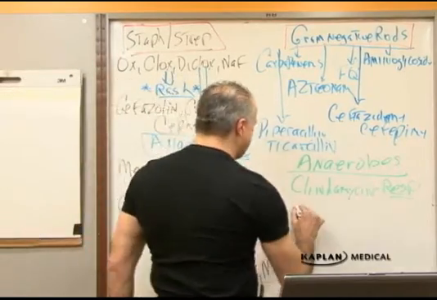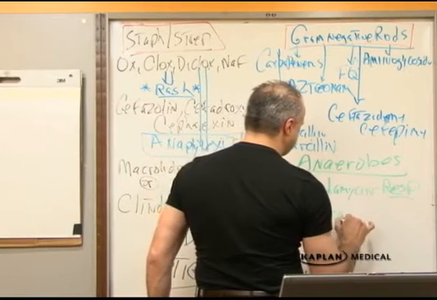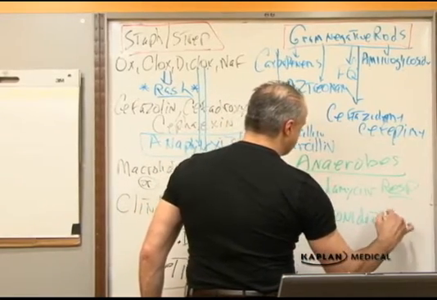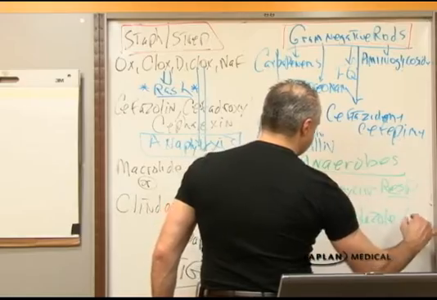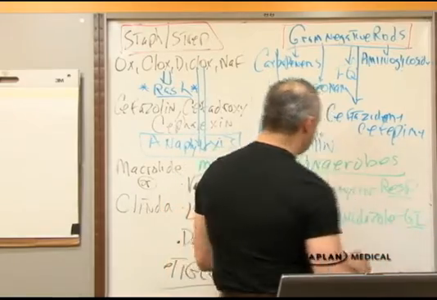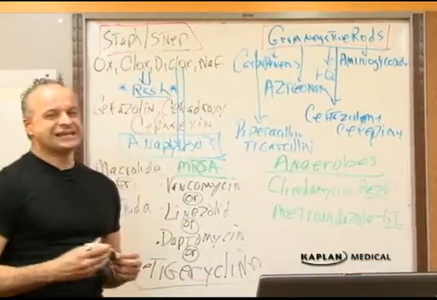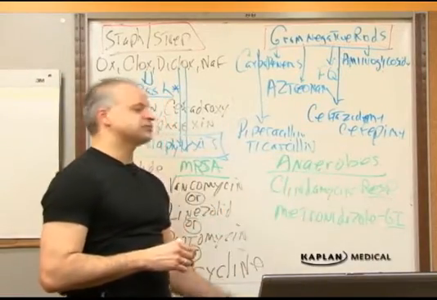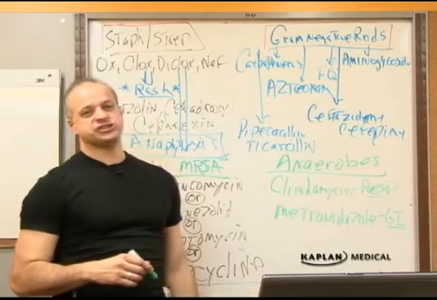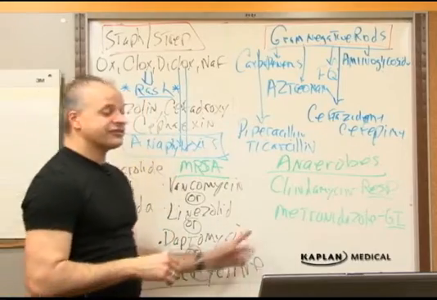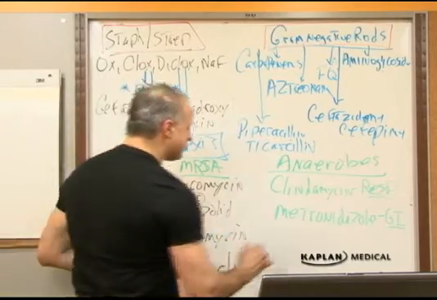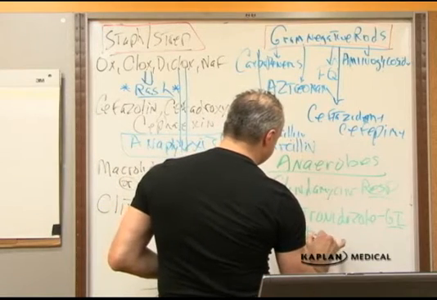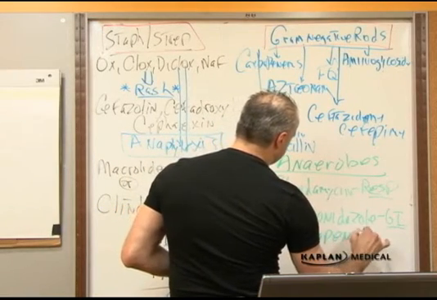If you have GI anaerobes, abdominal anaerobes, gut anaerobes, anaerobic gram-negative rods, it is metronidazole. Anaerobes: clindamycin for respiratory anaerobes, metronidazole for GI anaerobes. Now the other anaerobic drugs that are good, it happens to be that carbapenems are also good for anaerobes.